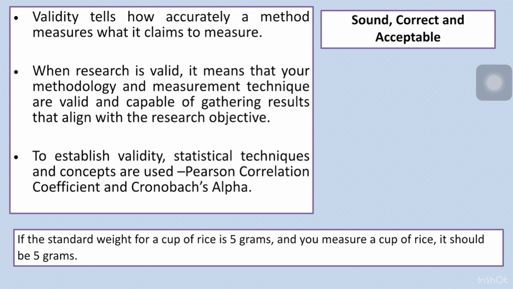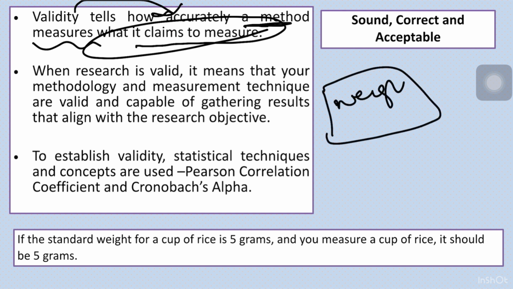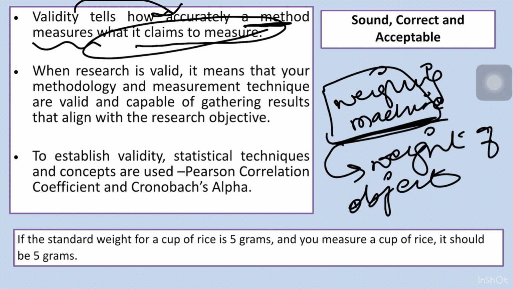So first of all, let's understand the meaning of the term validity. It tells how accurately a method measures what it claims to measure, right? For example, if there is a weighing machine, what it claims is that whatever we measure on it, it is going to accurately tell the weight of a certain object or item, isn't it?